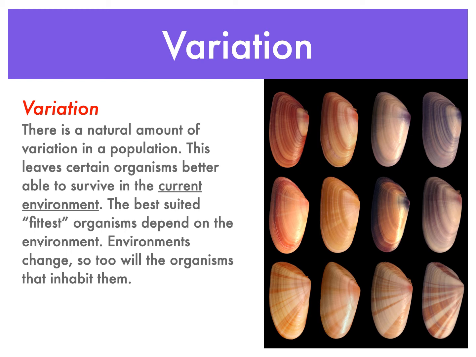So let's read what I wrote here. I said there's a natural amount of variation in a population. This leaves certain organisms better able to survive in the current environment.